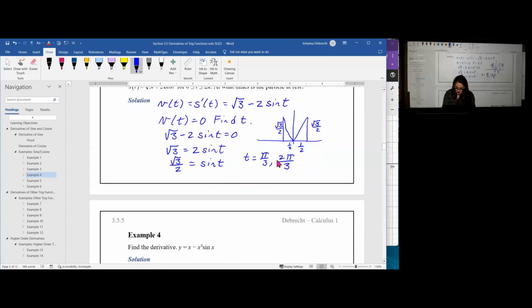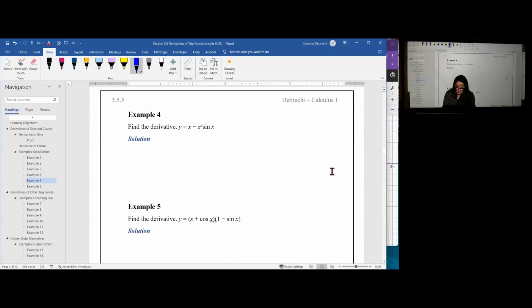Let's now take a look at the next two problems. Examples 4 and 5 combine some more different rules that we have for derivatives. In problem 4, you have y equal x minus x cubed sine of x, and we want to find the derivative of y, or y prime. Notice that we've got a difference, so we can apply the difference rule for derivatives, and a product, so we can apply the product rule for derivatives, and the power within the product, so we'll need the power rule.